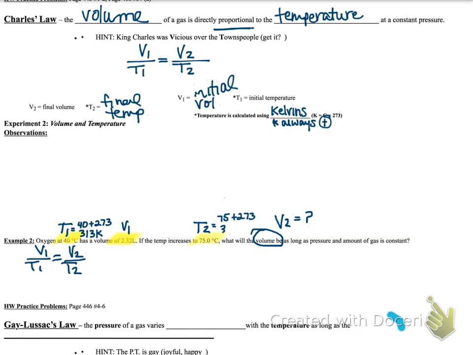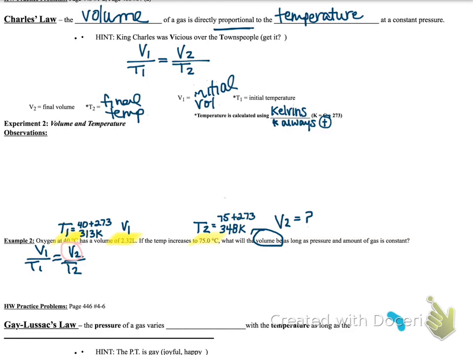Our final temperature is 348 Kelvin. All right, so now let's go ahead and solve. Just like before, you can plug that into the formula as you see it, each respective variable, or like I like to do, I like to rearrange variables so I'm only plugging in numbers once. So we are trying to solve for final volume, so getting V2 by itself.